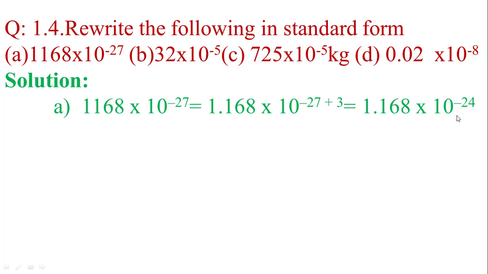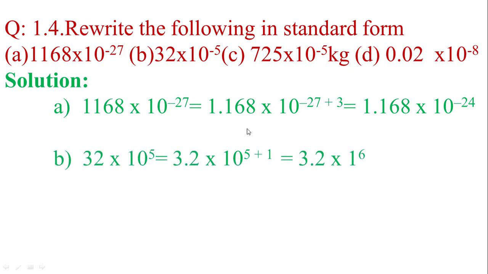Now we can solve the B part, which is 32 multiplied by 10 raised to power 5. Moving the decimal place from this point to this point, it can be written as 3.2 multiplied by 10 raised to power 5 plus 1. 5 plus 1 is 6, so the final answer is 3.2 multiplied by 10 raised to power 6.